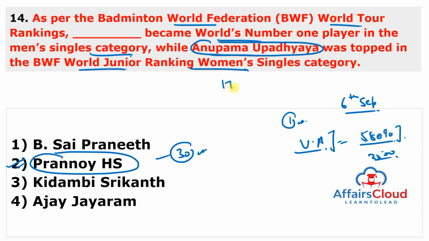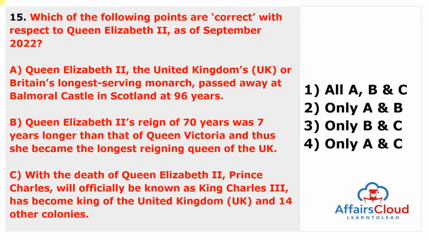Indian shuttler, 17-year-old Anupama Upadhyay topped the Badminton World Federation World Junior ranking in the women's singles category as on the 6th of September. She replaced fellow Indian Tasneem Mir from the top position, and she became only the second Indian shuttler in the under-19 girls category to claim the world number 1 position in the Badminton World Federation Junior ranking. So just remember the question as in the slide.